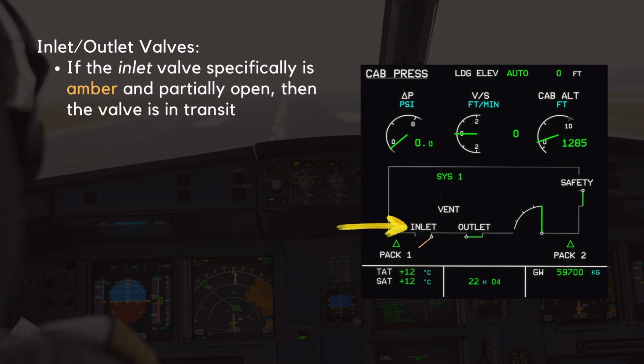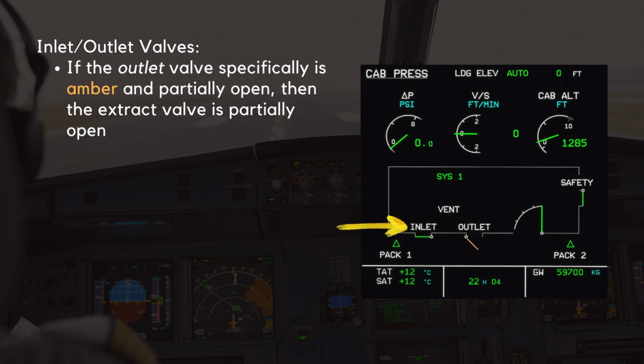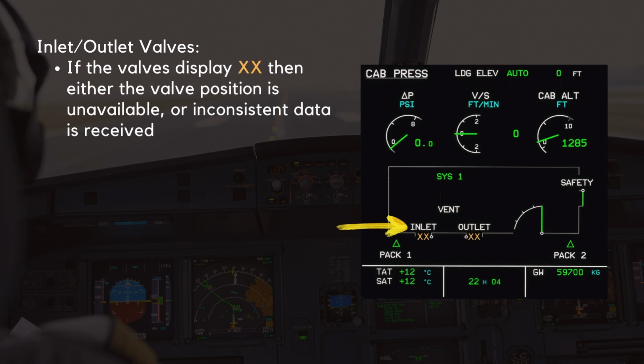If the inlet valve specifically is amber and partially open, then the valve is in transit. If the outlet valve specifically is amber and partially open, then the extract valve is partially open. If the valves display two amber crosses, then either the valve position is unavailable or inconsistent data is received.